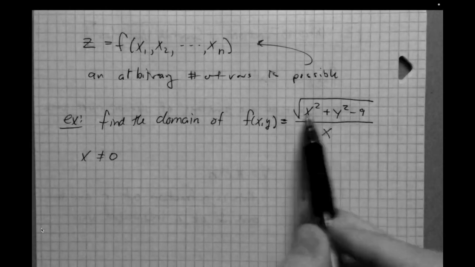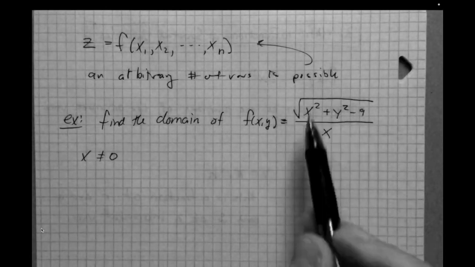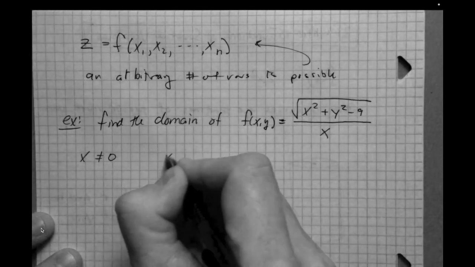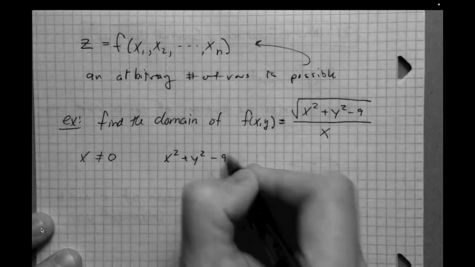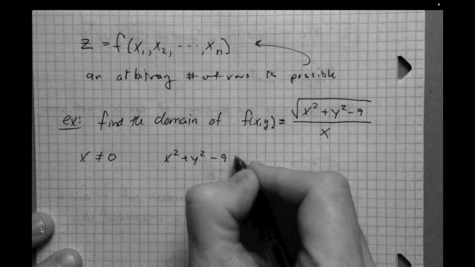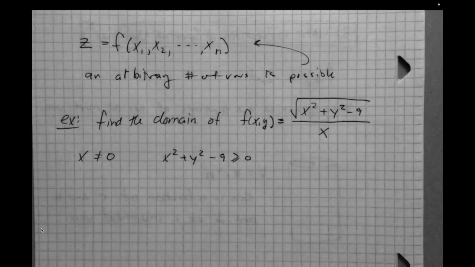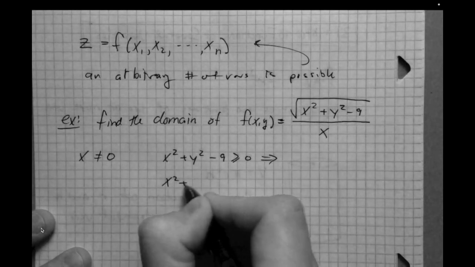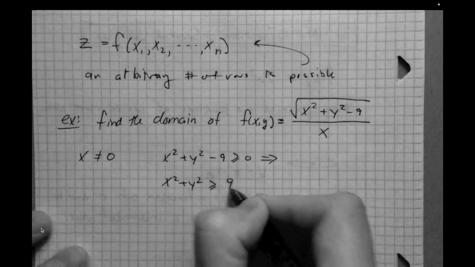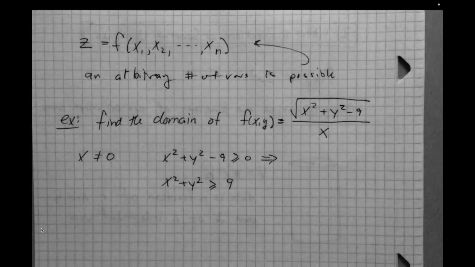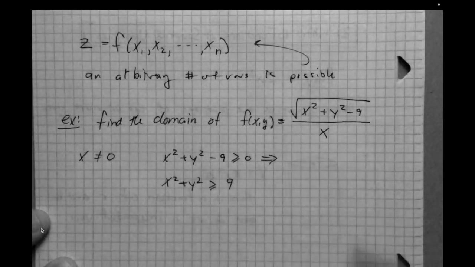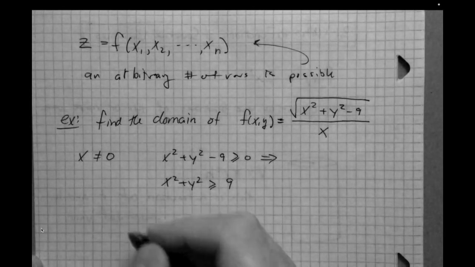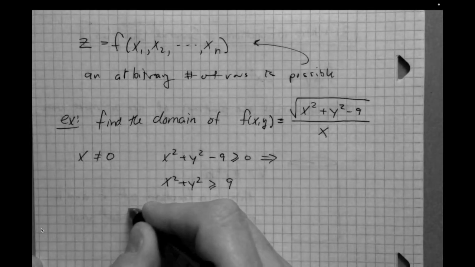Well, the square root, we want this to be non-negative, right? Otherwise you're introducing imaginary numbers into a real valued function. So we also need x squared plus y squared minus 9 to be greater than or equal to 0. What that basically means is that x squared plus y squared needs to be greater than or equal to 9, right? And if you look at this, you can see that this is indicating a circular region.